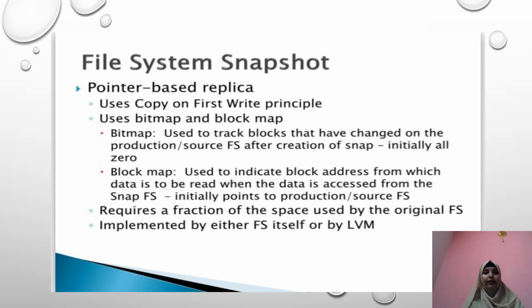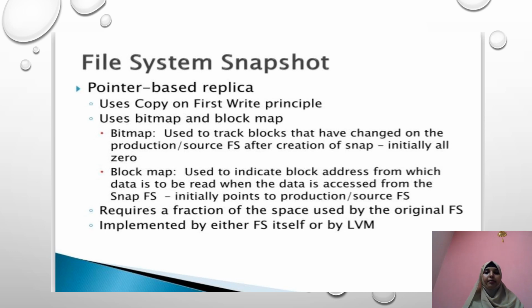Now, let's have a look at the file system snapshots. Pointer-based replicas use the copy on first write principle, and use a bitmap and a block map. The bitmap is used to track the blocks that have changed on the production or the source's file system after the creation of the snap, initially all zeros.